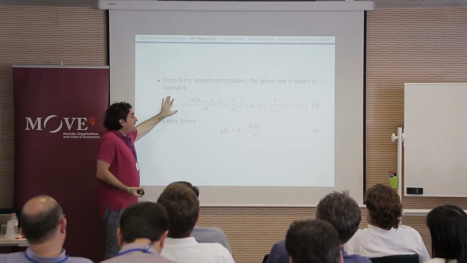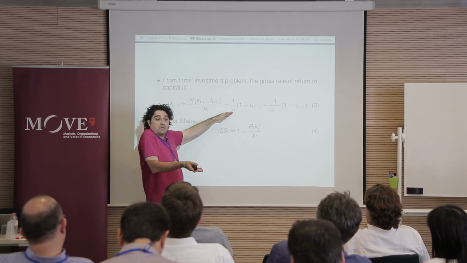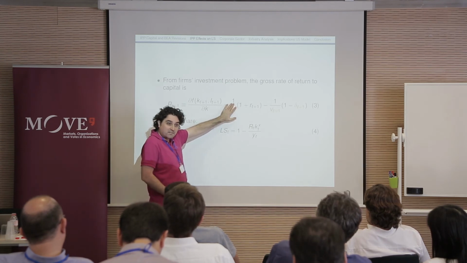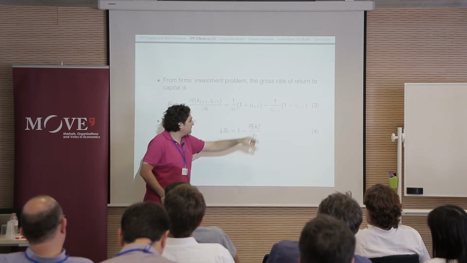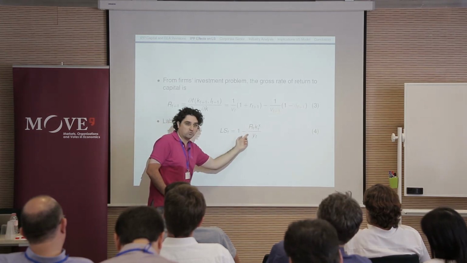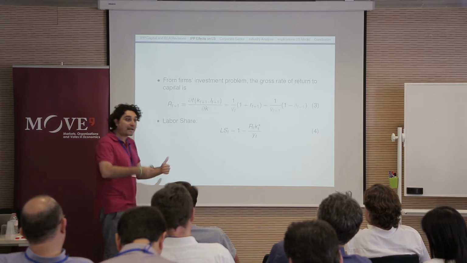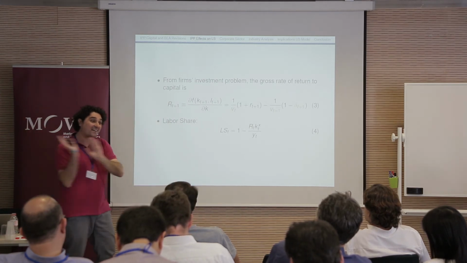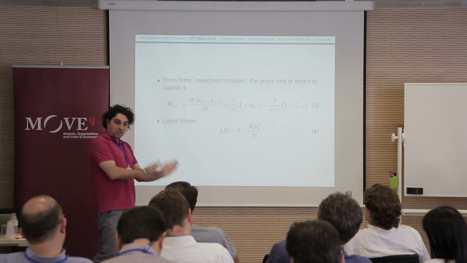Now I have R, and R can be with IPP or without IPP, because I can change the price and I can change the depreciation rate. So I change capital income, and therefore I change total income as well. All right, so now I can do the exercise of removing entirely IPP from the national accounts.